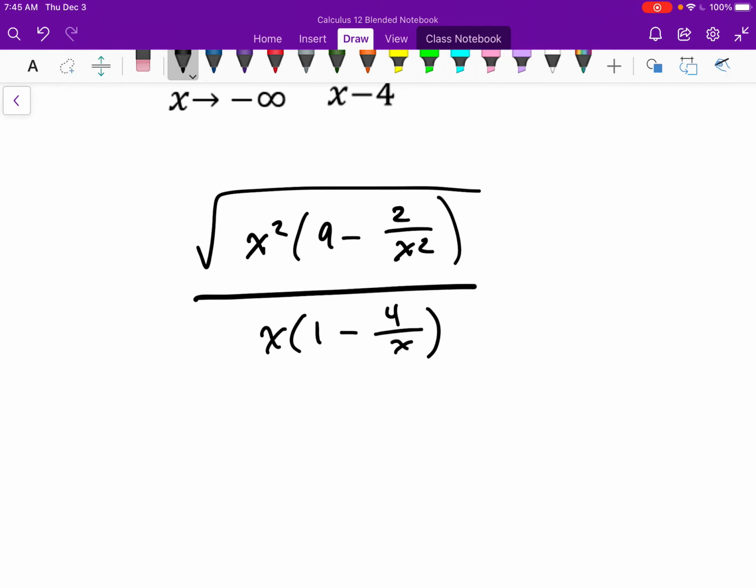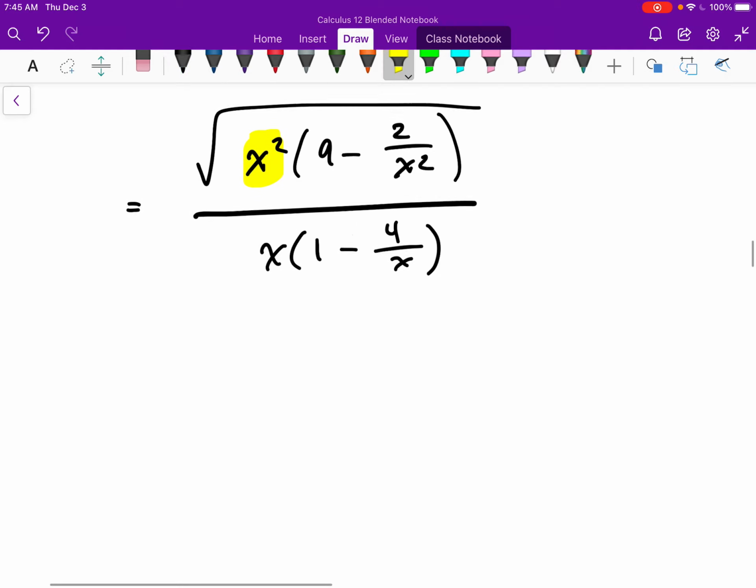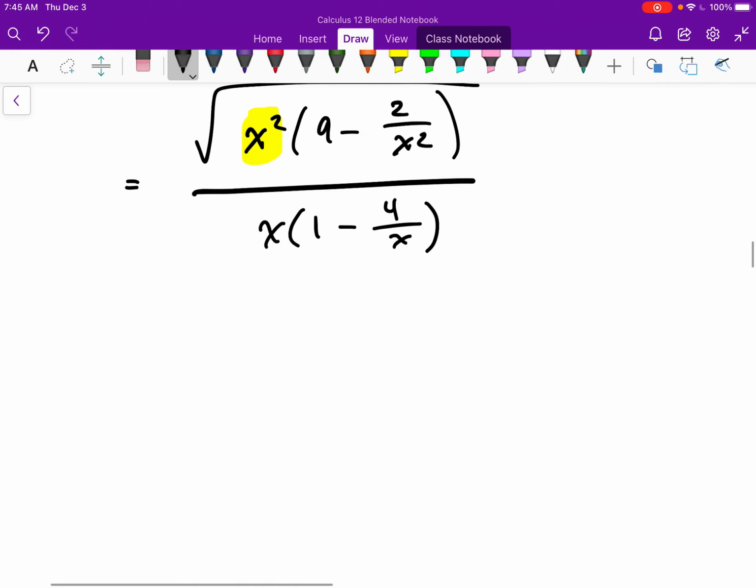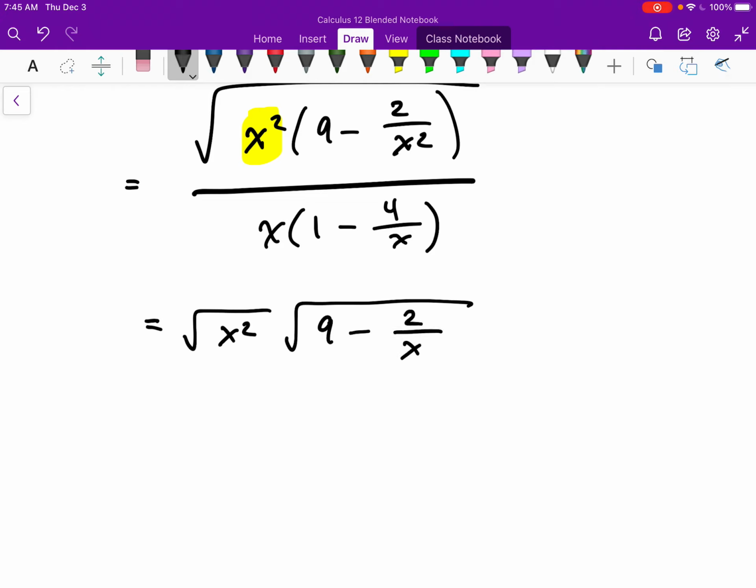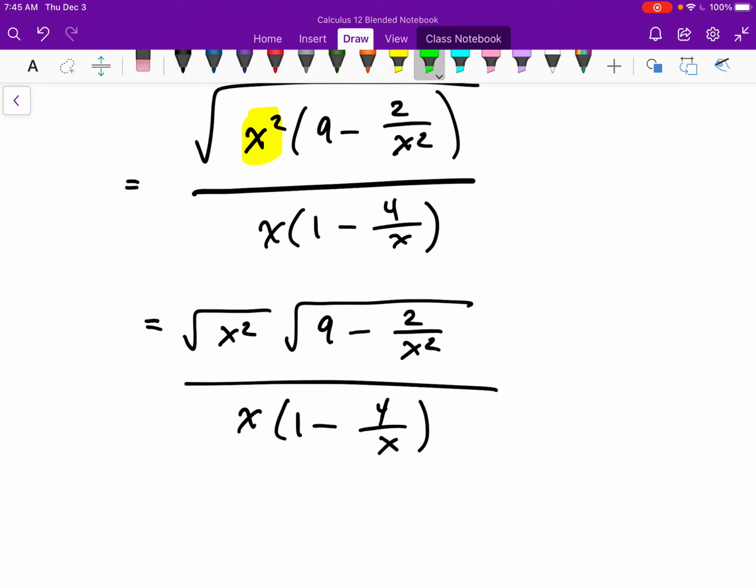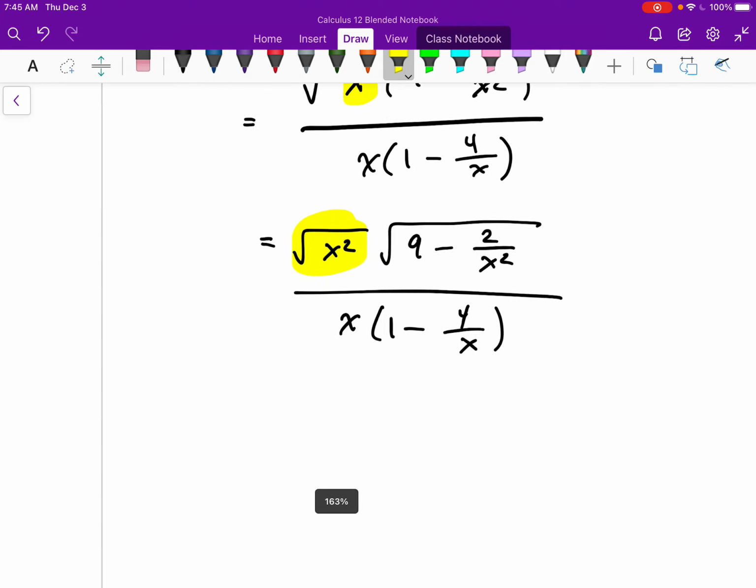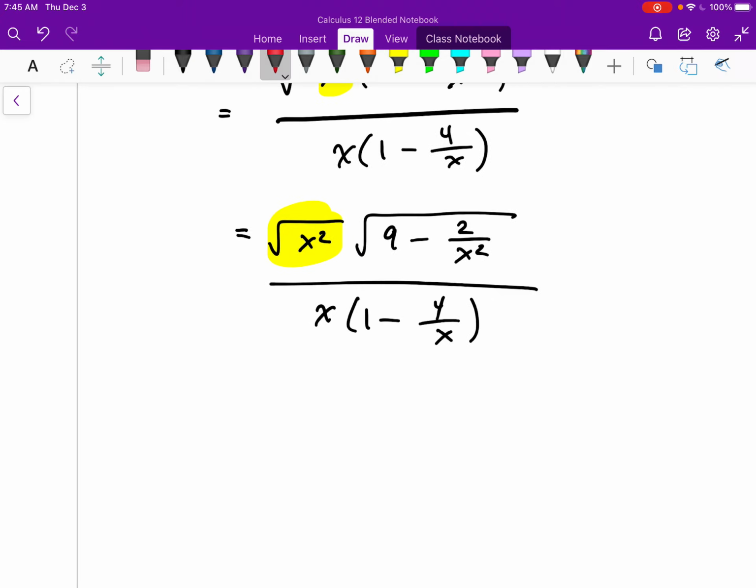OK, what's the usefulness of this? Well, that root x squared, I can simplify that part. First, I want to be careful though. First I want to write this as the square root of x squared times the square root of 9 minus 2 over x squared, all over x times this. Now you may be tempted to look at this part right here and think this equals x. But keep in mind that's a little bit of an oversimplification. So I want to make a little note right here.